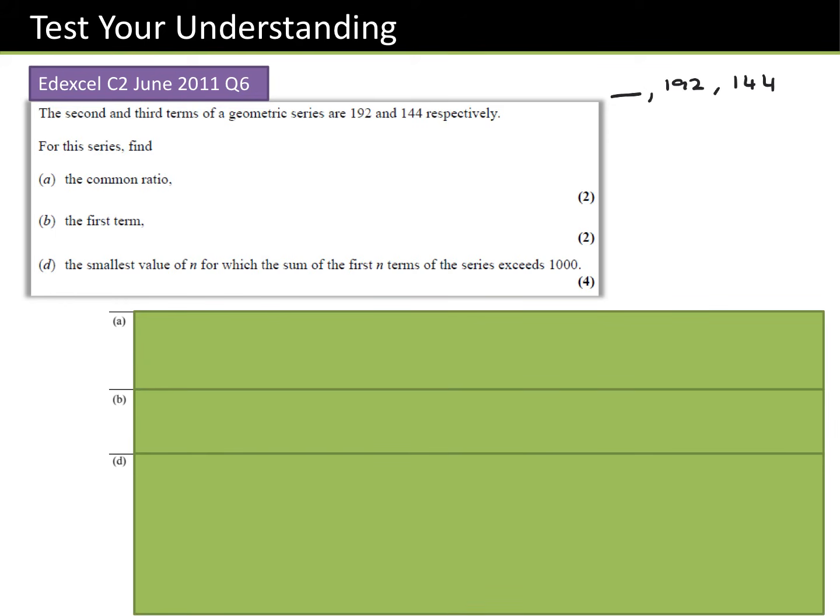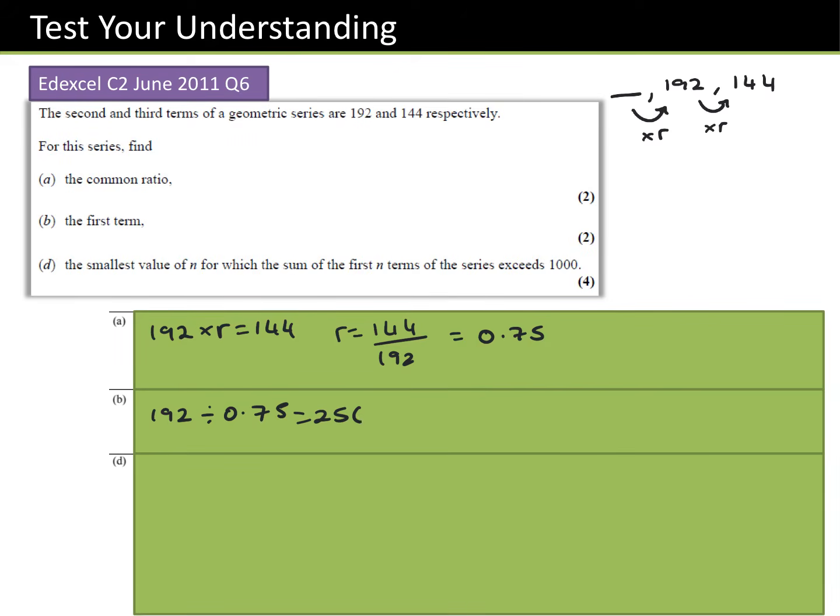Now I know the common ratio is found because 192 multiplied by r is going to give me 144. So I could even write that down if I wanted to. And then I know to find r, I'm going to have to do 144 divided by 192, which is going to give me 0.75. It then says find the first term. Now I know to get from the first to the second term I have to multiply by r, so it stands to reason to get from the second term to the first term I need to divide by r. So 192 divided by 0.75 is going to give me 256.